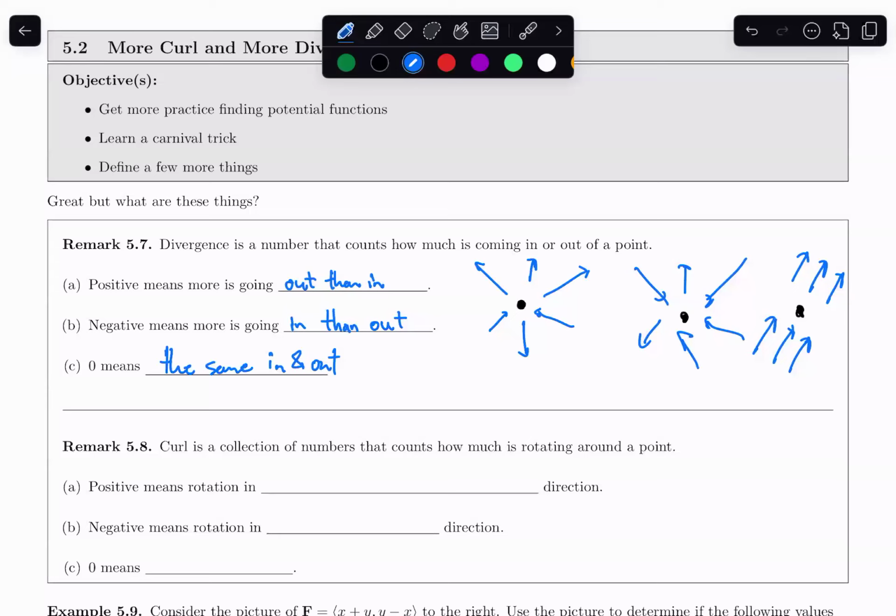Okay, likewise, I told you curl is a collection of numbers. It's a vector, so it's not a single number, but it's a collection of numbers that counts how much is rotating around at a point. Positive means that the rotation is in the counterclockwise direction. Negative means that the rotation is in the clockwise direction. And 0 means that there's no rotation. Really, maybe this should be better: 0 means that there's no net rotation. I'll add in the word net here.